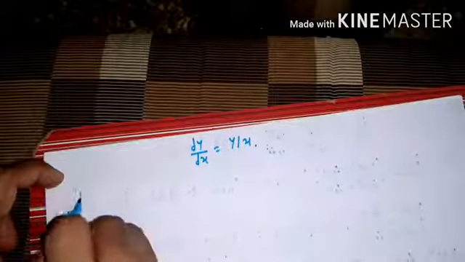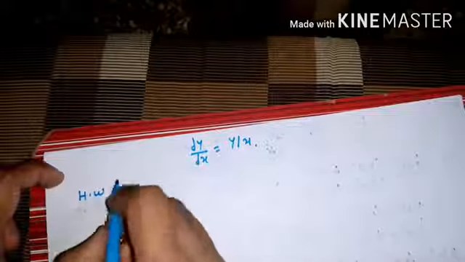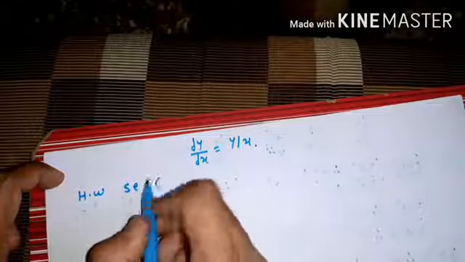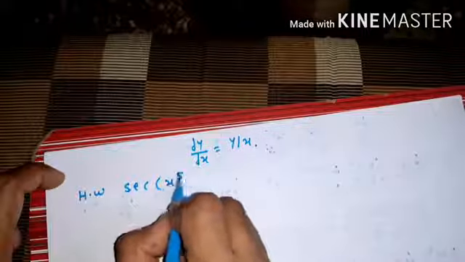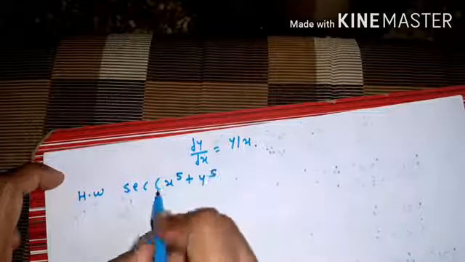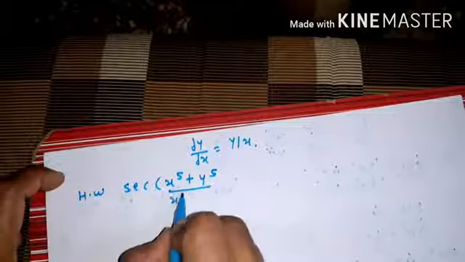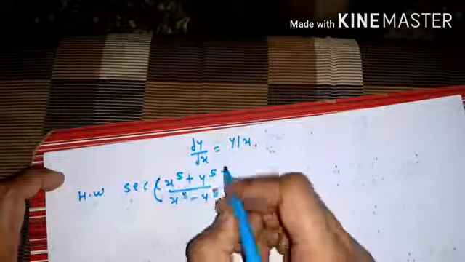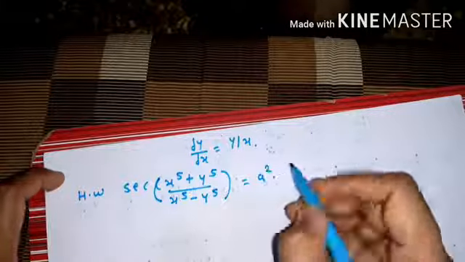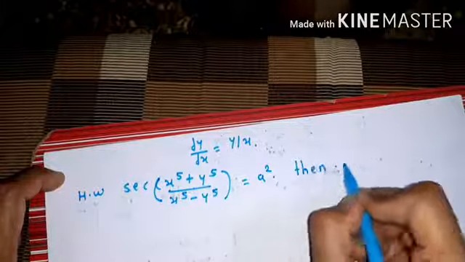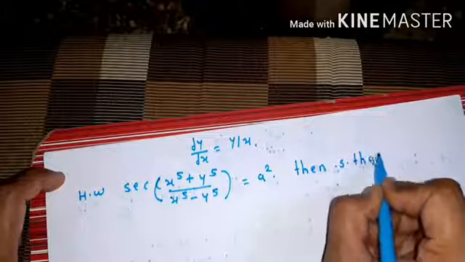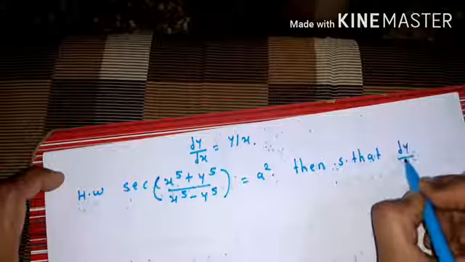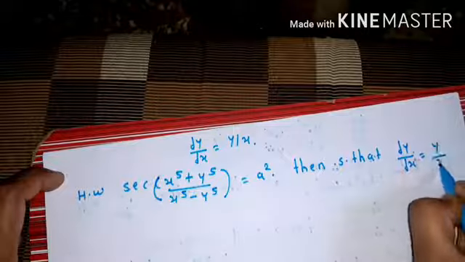Similarly, you can solve these problems as homework. That is, if sec of (x⁵ + y⁵) upon (x⁵ − y⁵) equal to a², then show that dy by dx equal to y upon x.